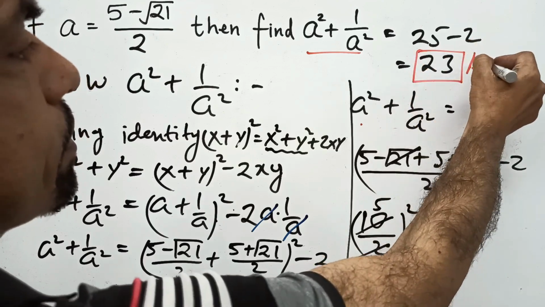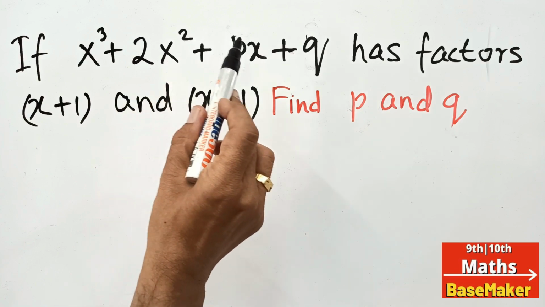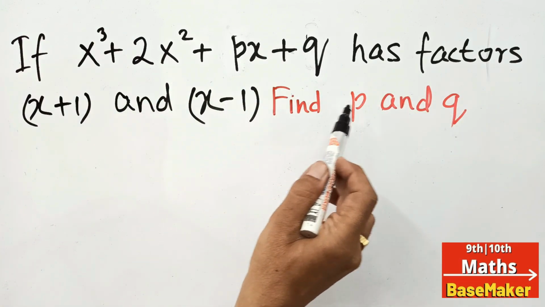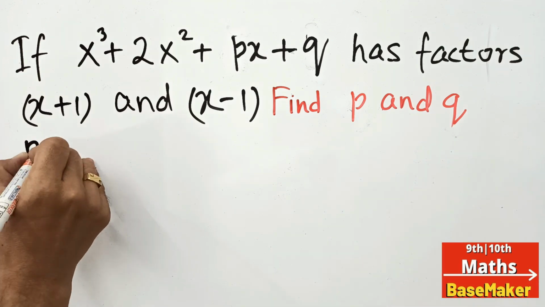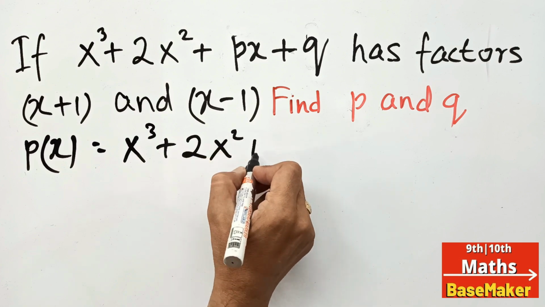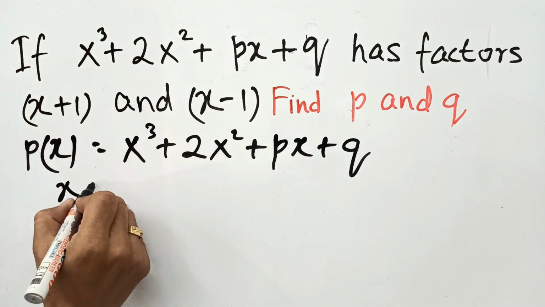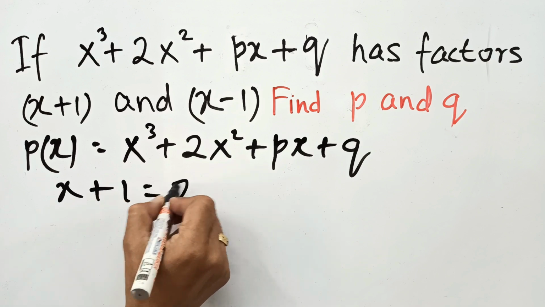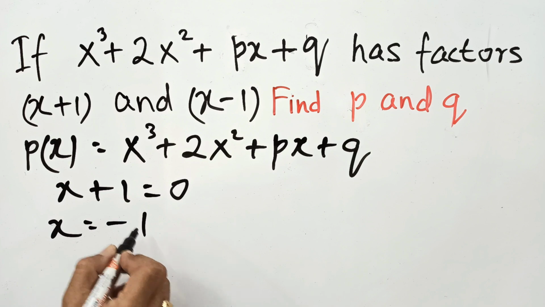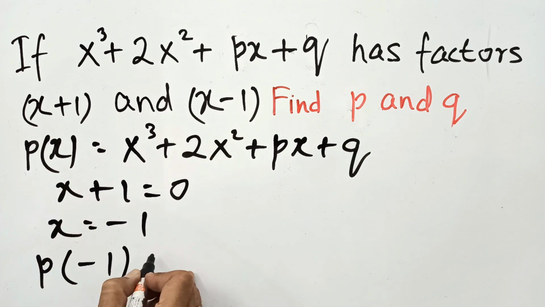This is the answer. If polynomial x cube plus 2x square plus px plus q has factors x plus 1 and x minus 1, then find the value of p and q. X plus 1 is a factor, so we will put x plus 1 is equal to 0. So it gives x is equal to minus 1. So in place of x we will put minus 1. This is the factor theorem.